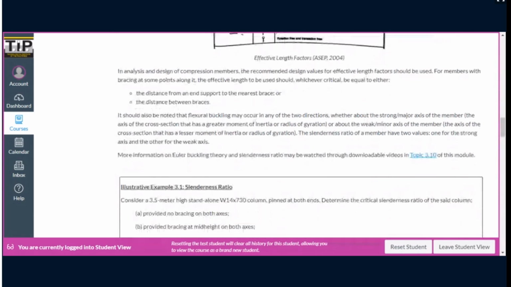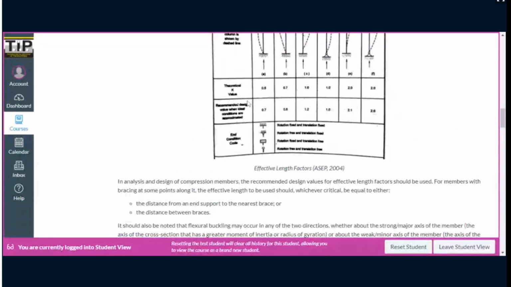So in analysis and design of compression members, the recommended design values for effective length factor should be used. Just like I told you earlier, we do not use the theoretical values. We want some conservativeness when it comes to design. So that's why we use the recommended design values.